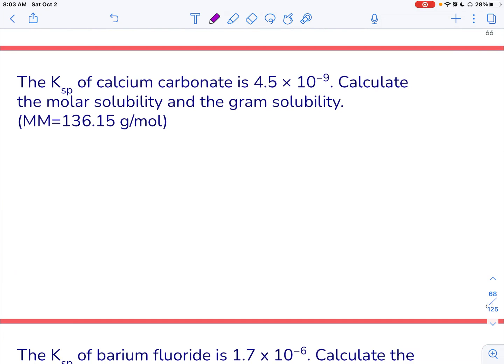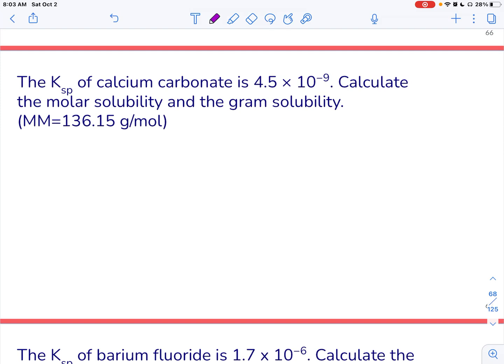Now we're going to go the other way around. So this is the second type of problem that I had on that list of problems. And these are the 2 types of problems we're going to do in this video. So now you're given the Ksp and you have to calculate the solubility. This question wants both molar and gram. Once you find one, it's really easy to find the other.